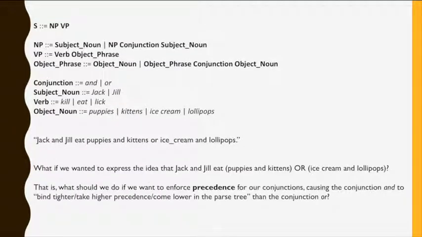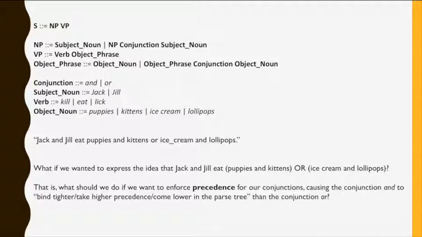So let's look back at our reference sentence again. Jack and Jill eat puppies and kittens or ice cream and lollipops. I'm not sure what it is they're eating right here. Is it puppies and kittens or ice cream and lollipops? Like, are those two grouped together? Or are they eating puppies and kittens, or they're eating ice cream and also lollipops? I mean, I feel like there's some kind of ambiguity here. Oh, so you're saying I should maybe enforce a type of binding on them to make them take a higher precedence?